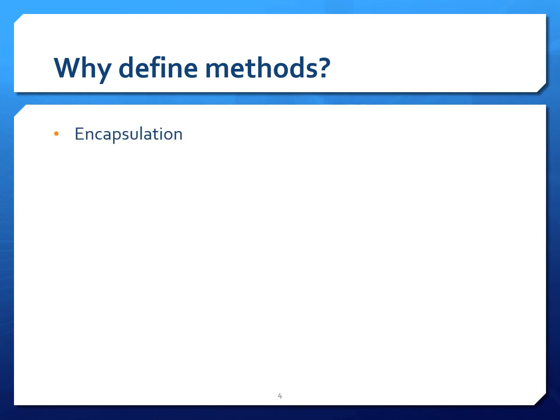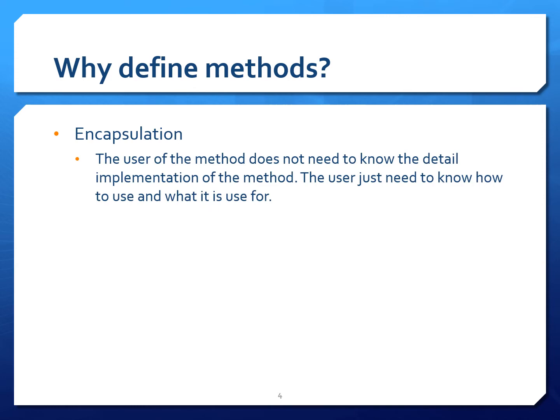The third reason to define methods is for encapsulation. Once a method is defined and written, the user of the method does not need to know the detailed implementation of the method. The user just needs to know how to use it and what it is used for.